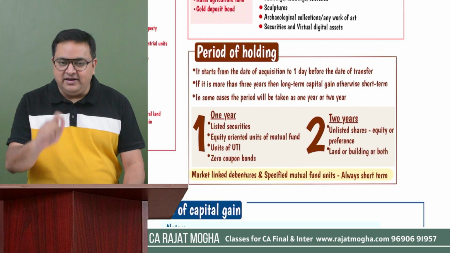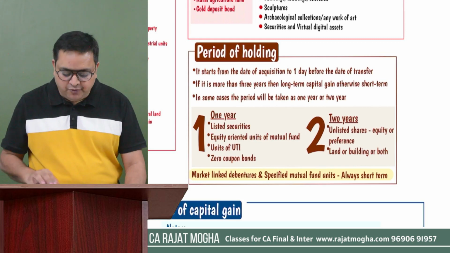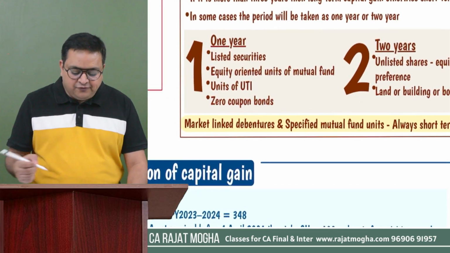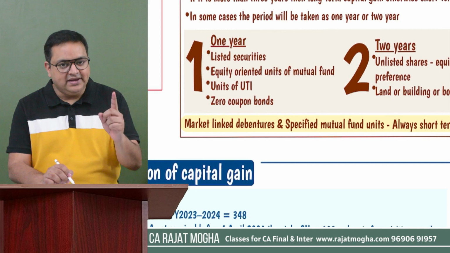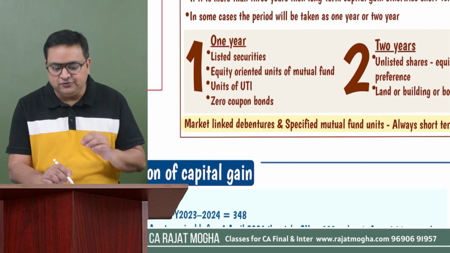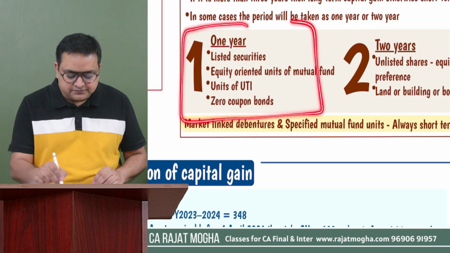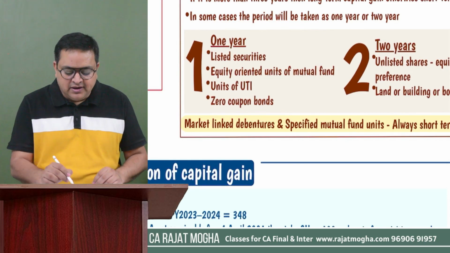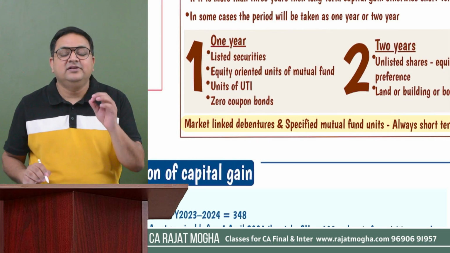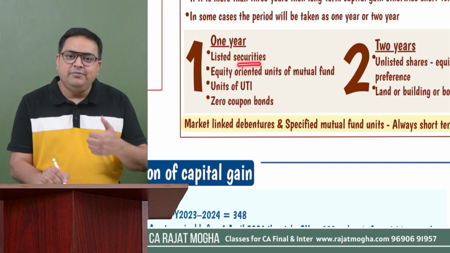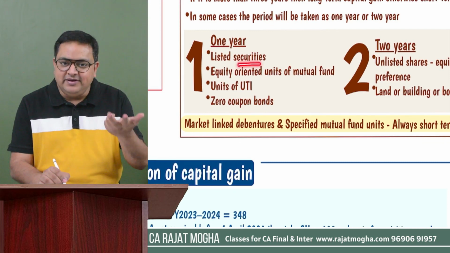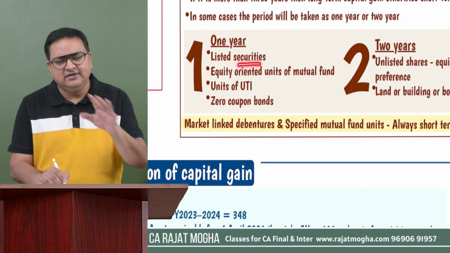But there are certain exceptions, and this is very important. For some of the assets, we don't take 3 years, we take 1 year, and for some, we take 2 years. So this is important. 1 year is taken for listed securities. I have mentioned the word listed securities. Securities here could be shares, debentures, other bonds, or other securities also.